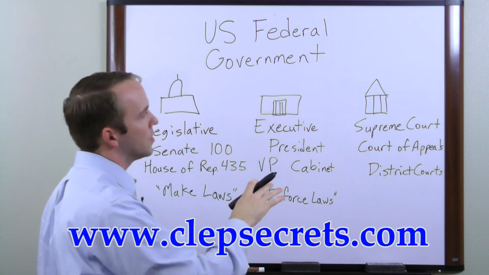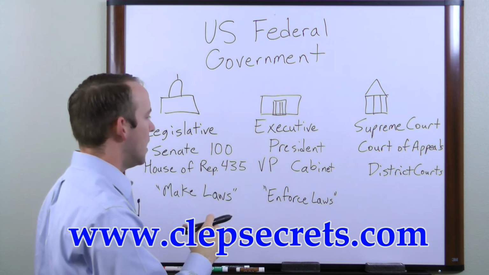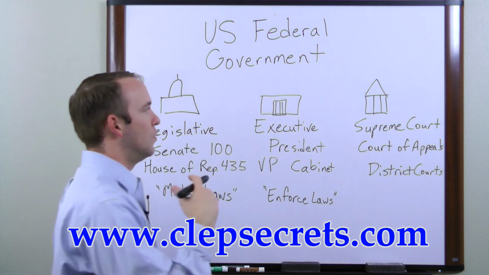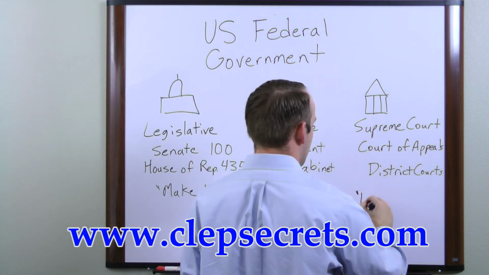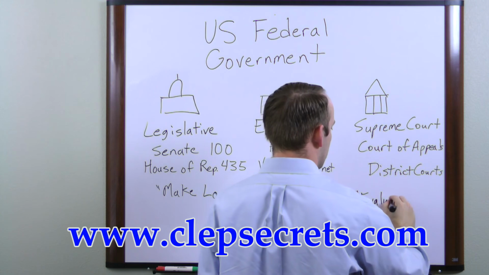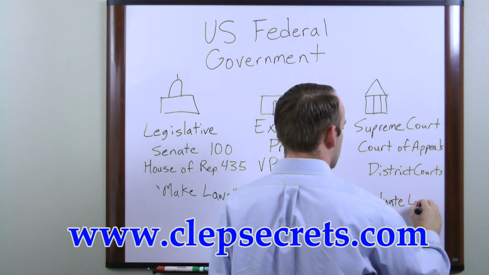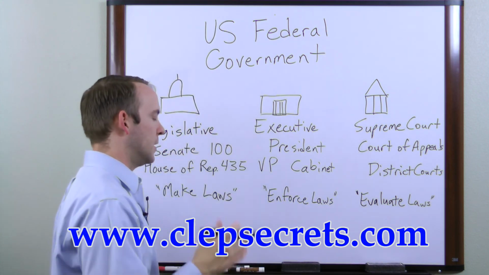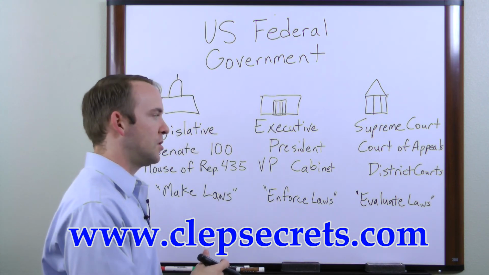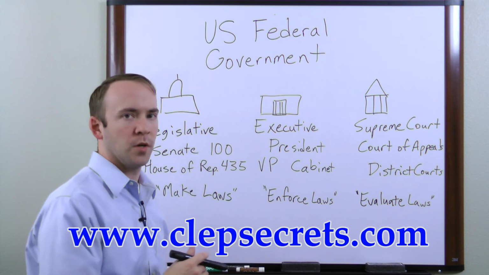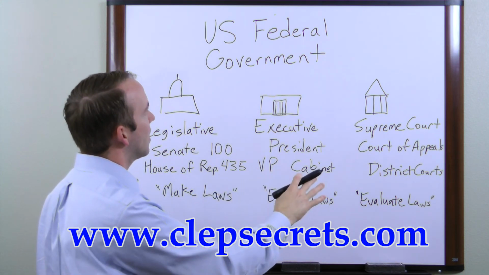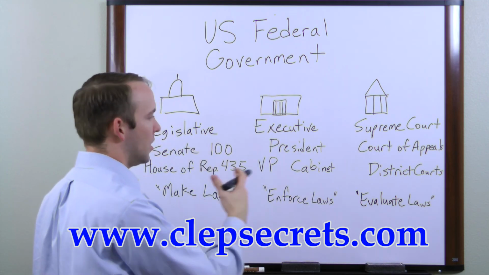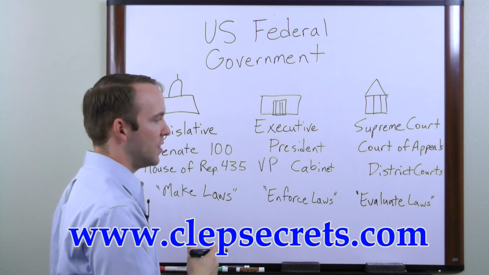And the Supreme Court and our court system, they oversee the laws and decide which ones are constitutional and which are not, and so they evaluate them. They evaluate the laws. And they can determine if a law should be considered unconstitutional and removed from the books. And so these three branches of government make up the U.S. federal government, and we should know how they are structured and the different divisions of them.